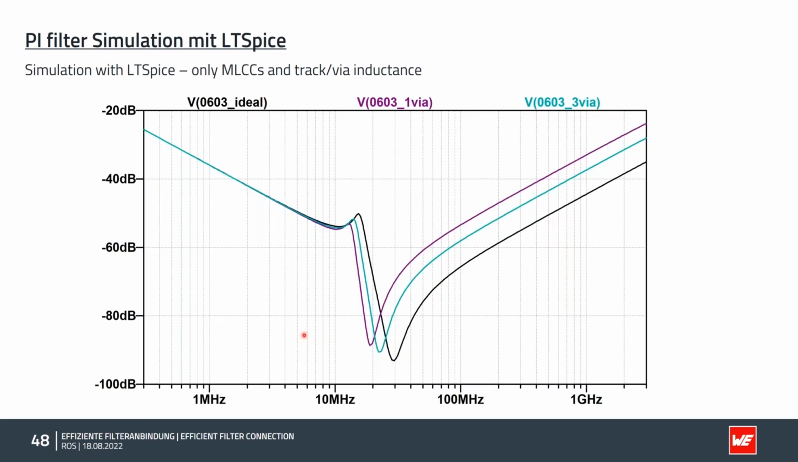The same we can see in the simulation. We have the black one, the ideal one, which we are starting from, the violet one, which is simulated with 1 wire, and the blue one with 3 wires. And we can place ourselves in the middle of both. And this is really realistic.